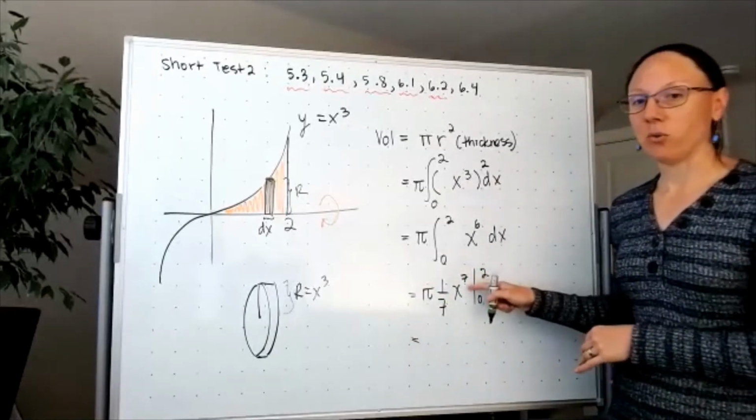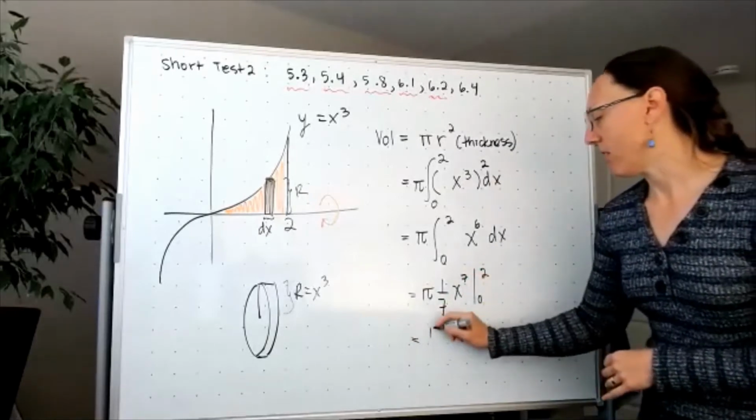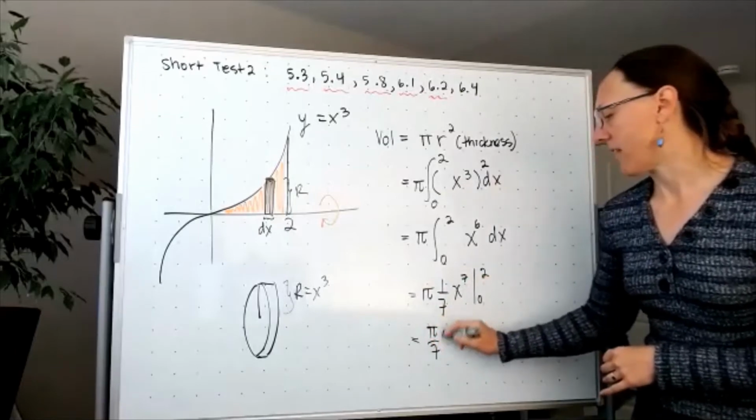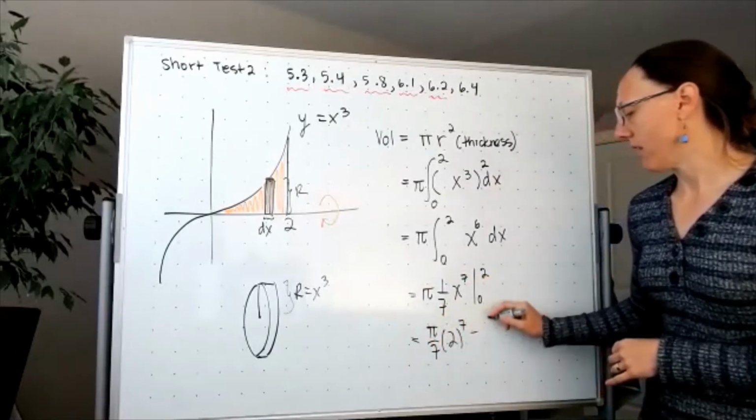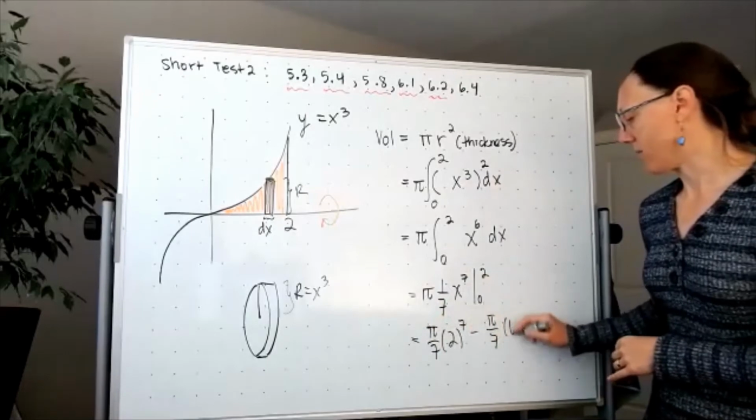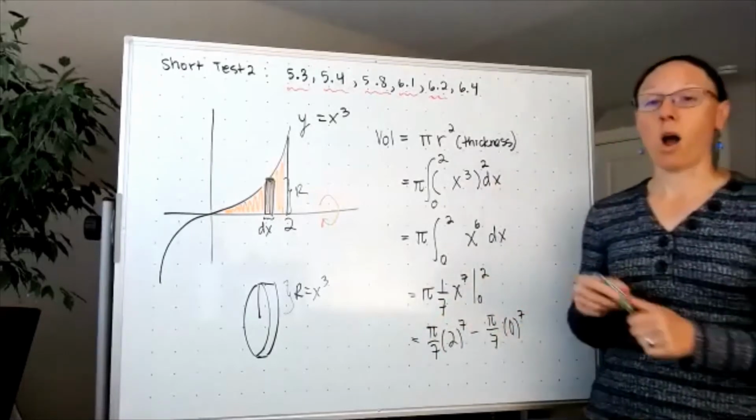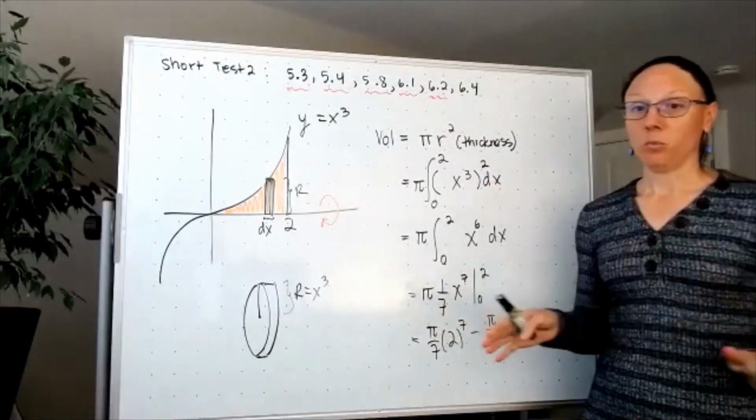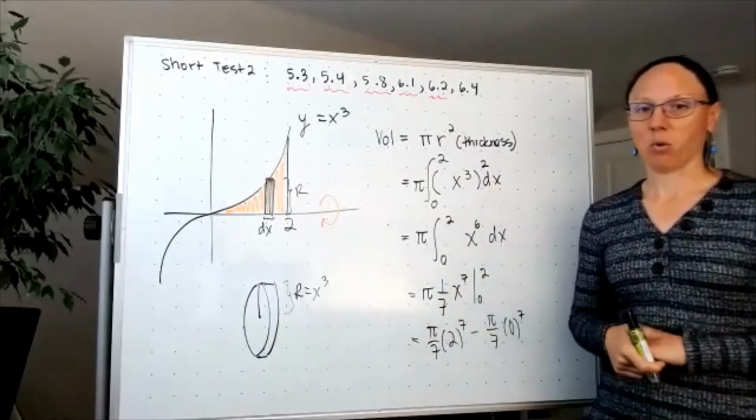Plugging in 2, I'll have 2 to the 7th. Let me get my pi over 7 times 2 to the 7th minus pi over 7 times 0 to the 7th, and walk away. We don't need to simplify that anymore.